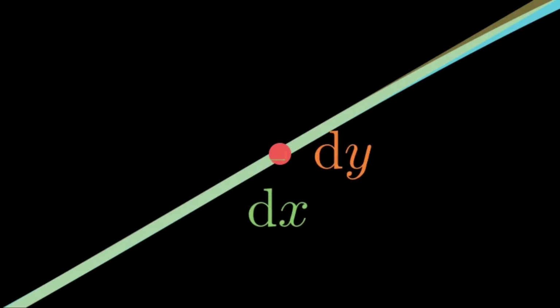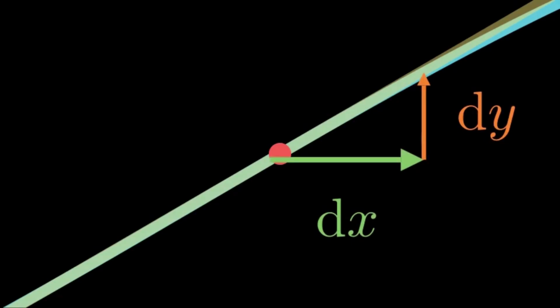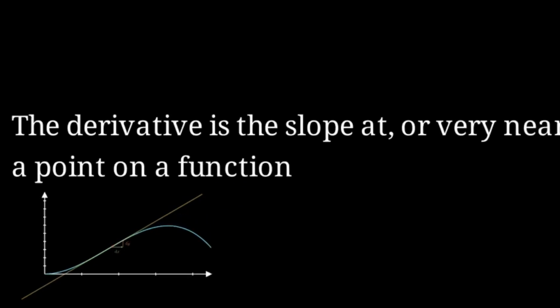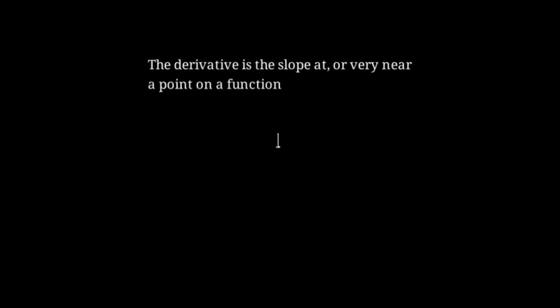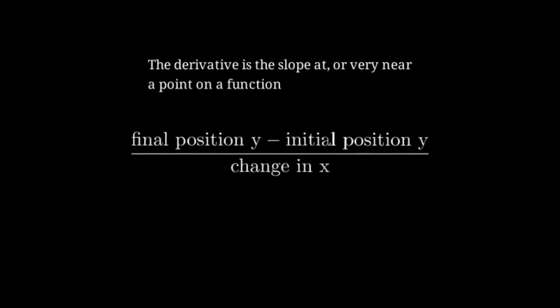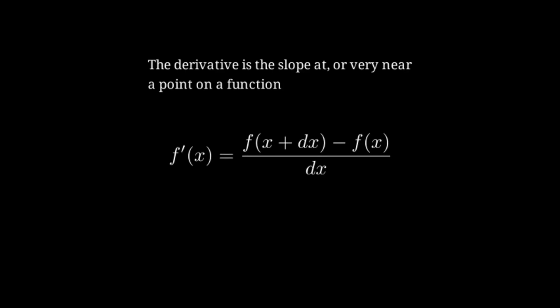We can rewrite dy over dx. But dx implies a value very close to 0, so we can simply replace it with the value h and say that h approached but never reached 0. We can say this with a limit.